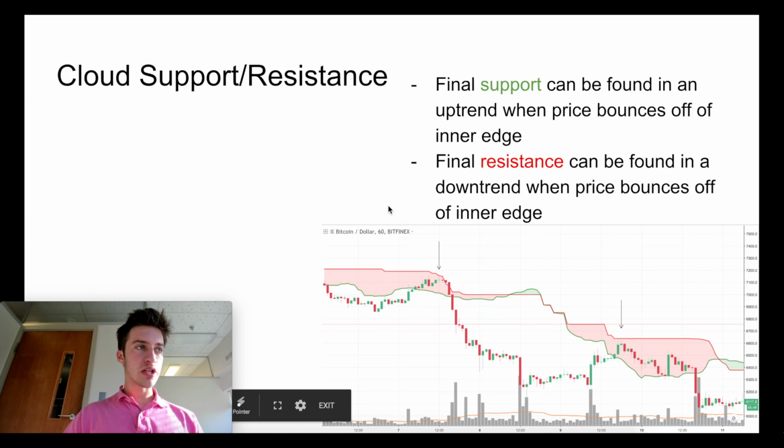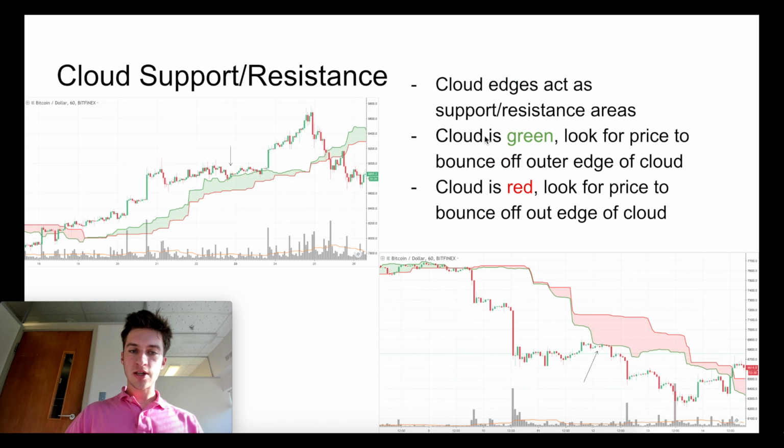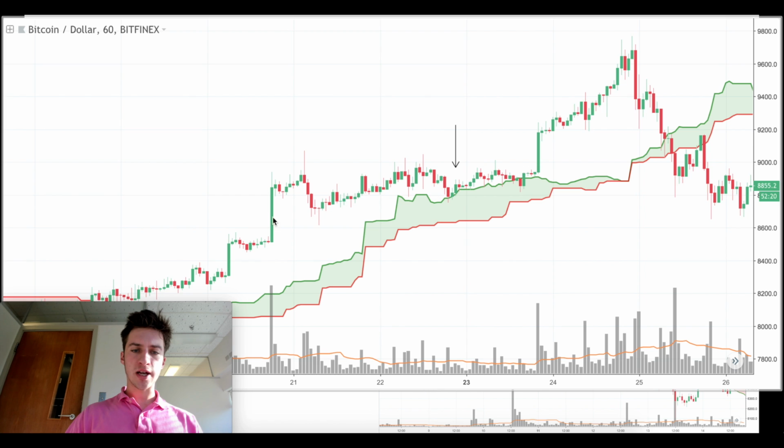Now, we don't just need to use the outer edges, but we can also use the inner edges for final support or final resistance. So final support can be found in an uptrend when price bounces off the inner edge. What that would look like is, imagine here we're in an uptrend, but price at this point actually goes all the way down to here and then goes higher. What it's doing there is using the 52 bar midpoint as support before bouncing higher.